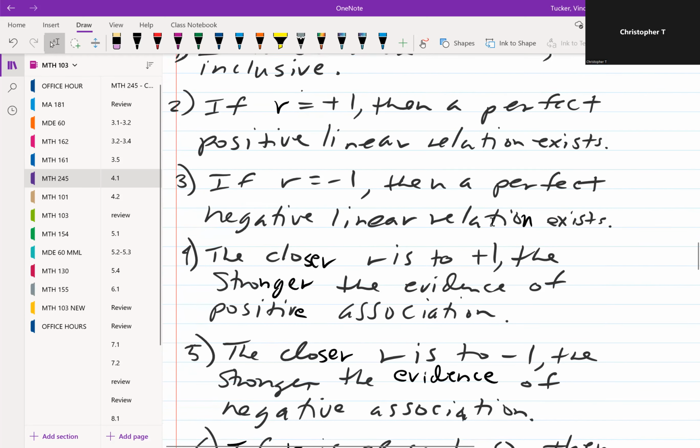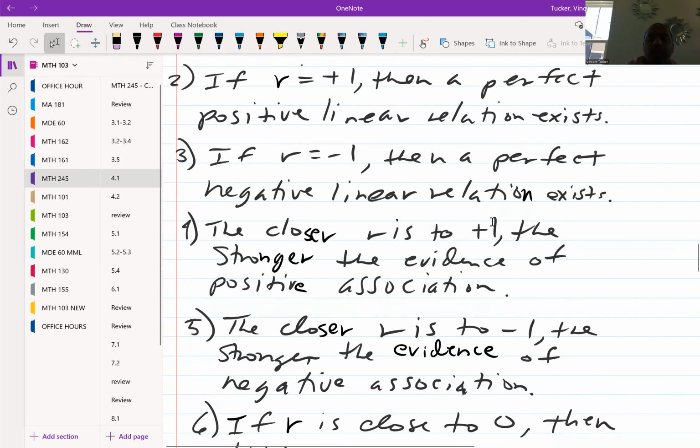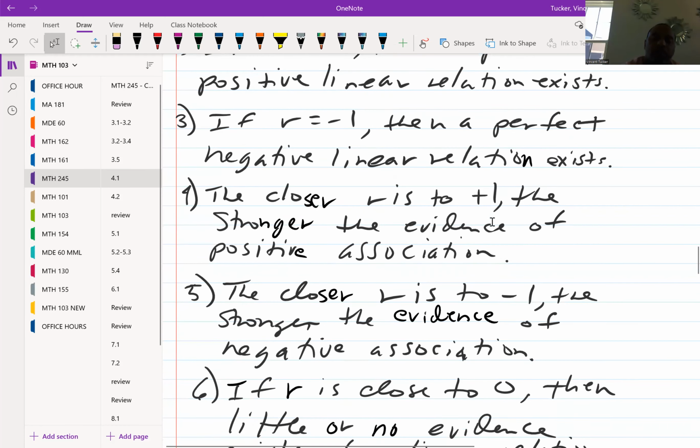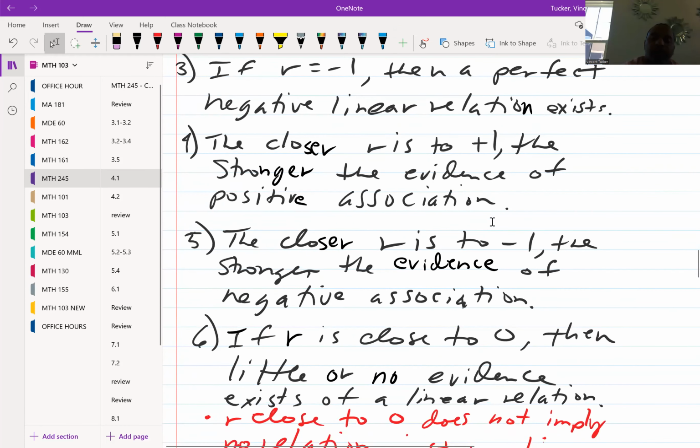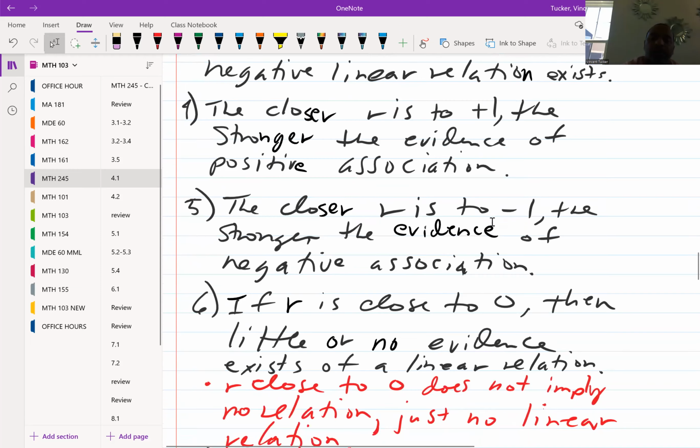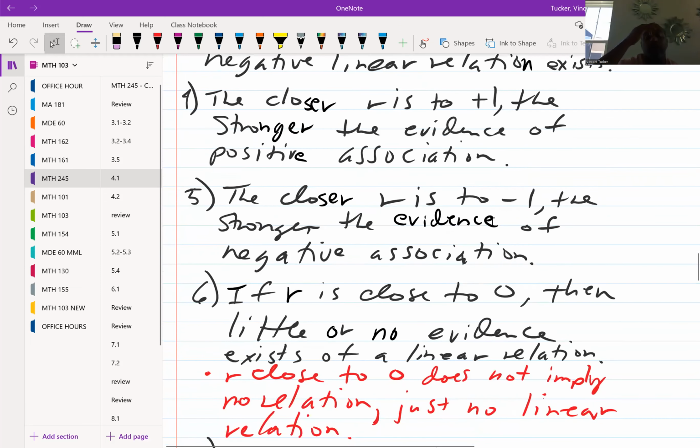All right. Any problems? Scrolling up a little. All right, number 6. If r is close to 0, then little or no evidence exists of a linear relation. So notice the statement in red: r close to 0 does not imply no relation, just no linear relation.